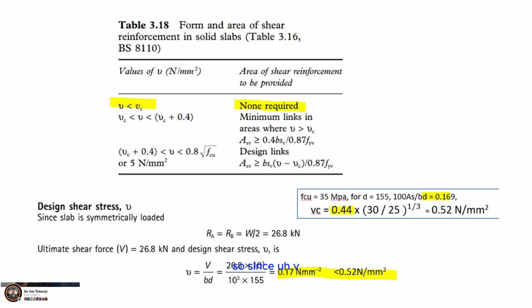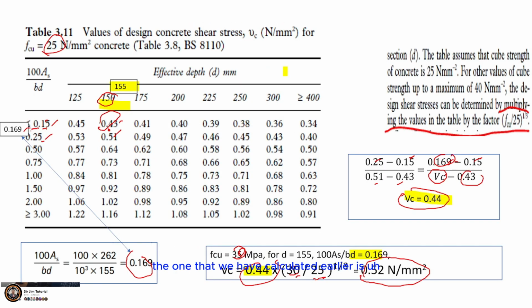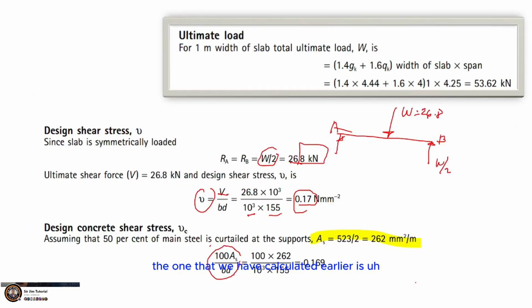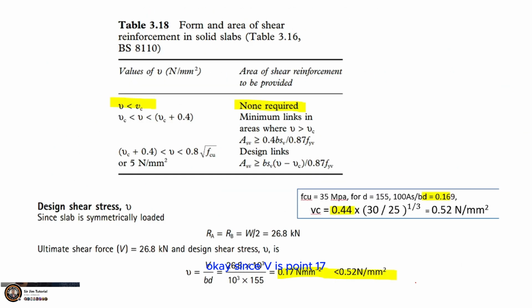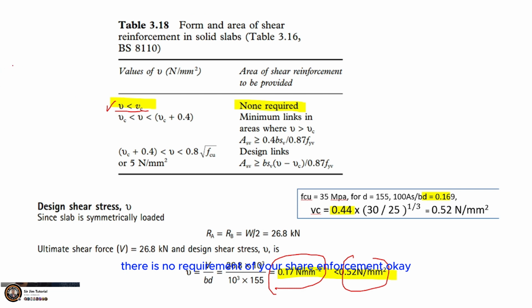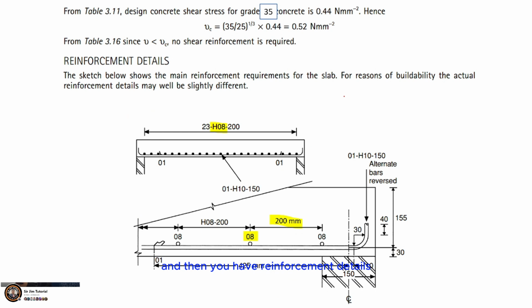So since V, the one that we have calculated earlier, is 0.17, and this is less than 0.52, this satisfies the first condition, meaning there is no requirement of shear reinforcement. What do we mean by shear reinforcement? In the beam, that is stirrups. In the column, that is lateral ties. And then you have reinforcement details.